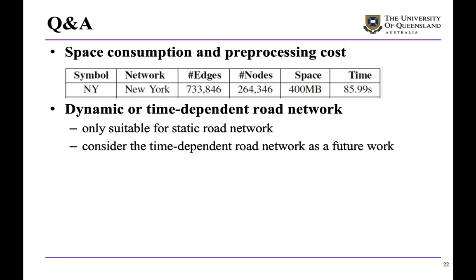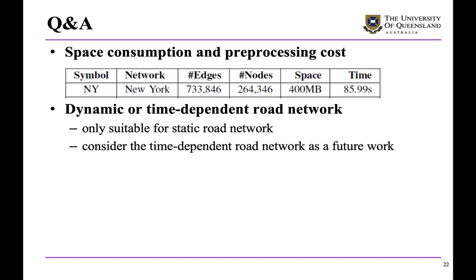For the Q&A, I list two possible questions that might interest the audience. The first one is about the space consumption and the pre-processing cost of the grid-based index. The major cost for the pre-processing and the space actually comes from the two-hop labeling index on the road network. For the dataset we use in the experiment, it consumes around 400 megabytes, with about 86 seconds to build an index. So such cost is affordable.